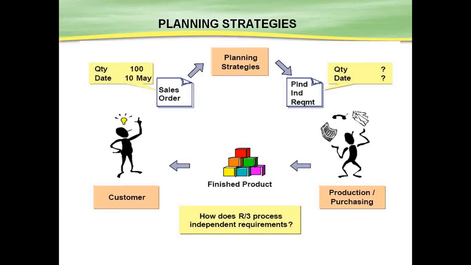A company that will start producing only after getting a sales order from the customer is considered a make to order company, because they will start production after getting a confirmed sales order from the market. They won't produce anything without a sales order. So this is a make to order scenario.